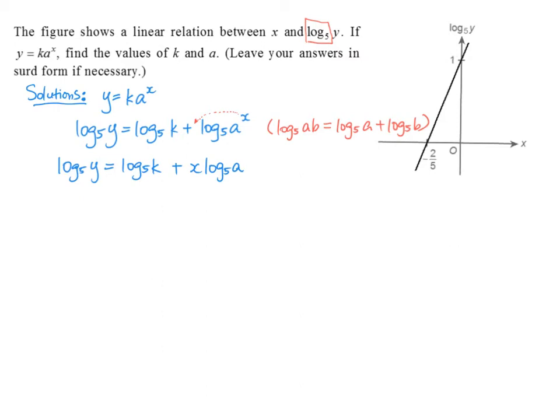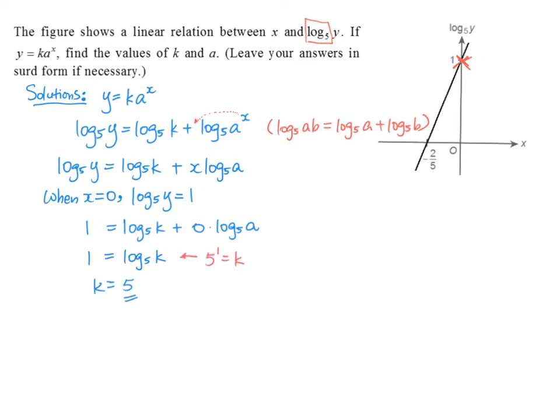Because the line passes through this point, we can substitute. When x equals 0, the new y, the log base 5 of y, equals 1. And so this becomes here, but this thing becomes 0, right? And so we only have 1 equals log base 5 of k, and so k equals 5.